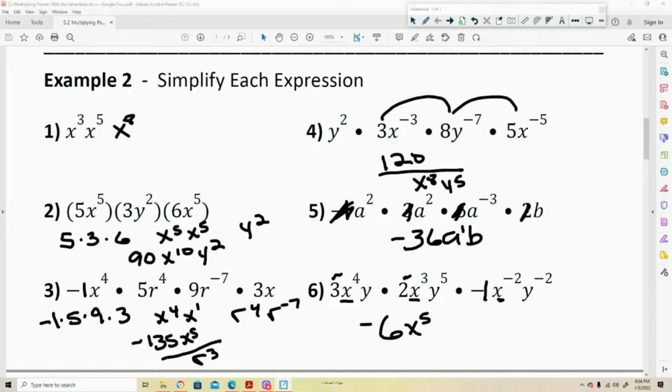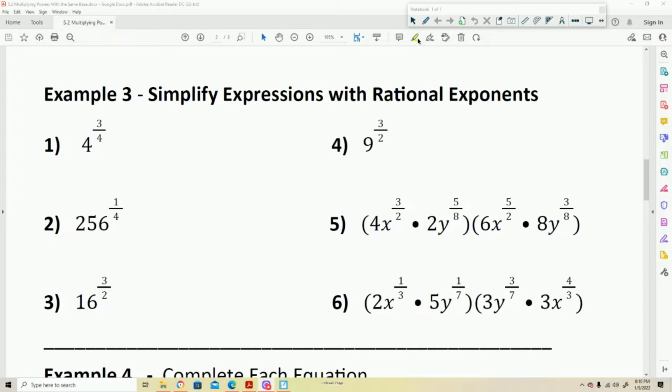Here we have a y1, and if it helps, please write that in when you're doing these problems. 5 plus 1 is 6, minus 2 is 4, so we get y4. Nothing in the denominator here, and that is that. Now we're going to look at some expressions with rational exponents.